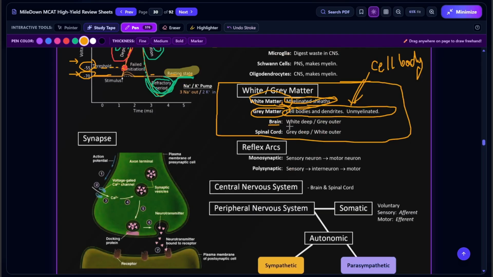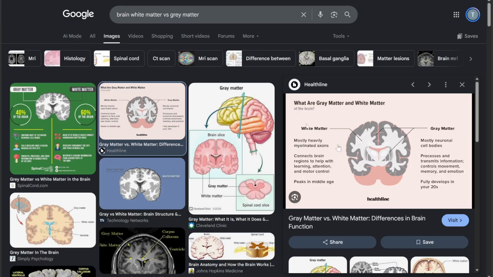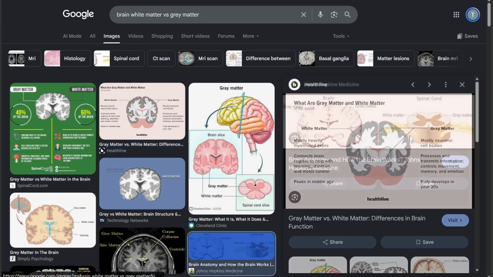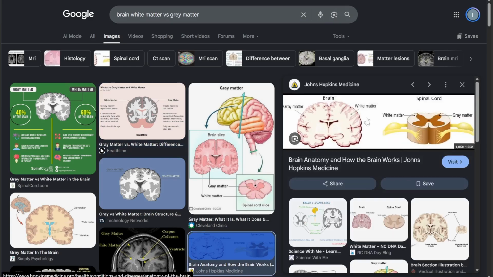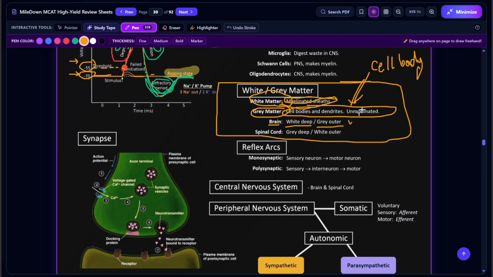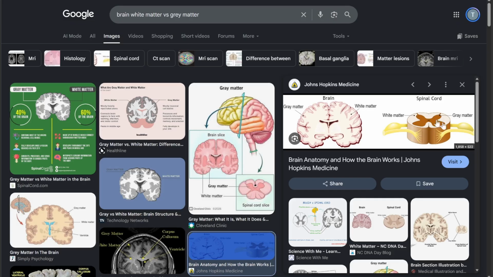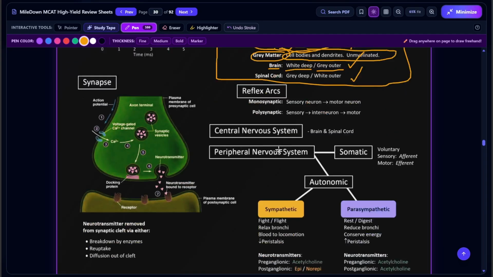And then your brain has white matter deep in and gray matter outer, so you could look at a picture and that'll help you much better. Like this picture is better. So your gray matter is on the outside and your white matter is on the inside for the brain. Went over that. And then your spinal cord, gray is deep, so your gray matter is on the inside, deep within, and then the white matter is on the outside, or the perimeter. So that's it for that one.